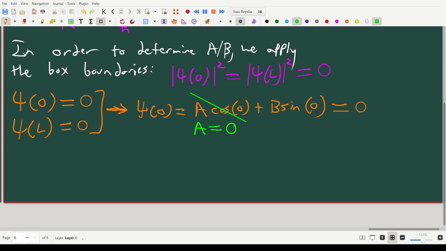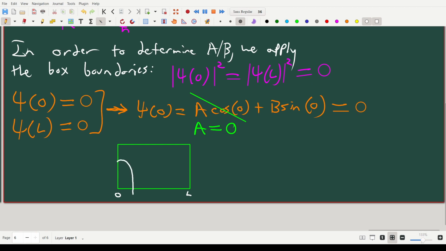So let's just take a perspective really quickly. Here's my box. I've drawn it with a top, but ignore that. And this is L and 0. I think it's better that we just look at it. Let's assume the function is a cosine. What would that look like? Well, cosine of 0 is 1. So the wave function would look something like this inside the box. This would be a cosine.